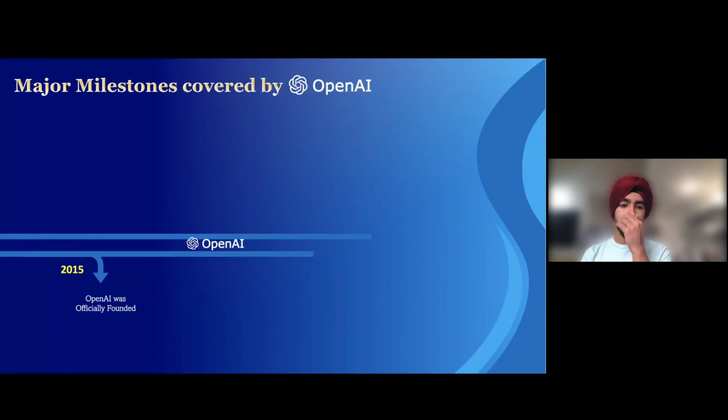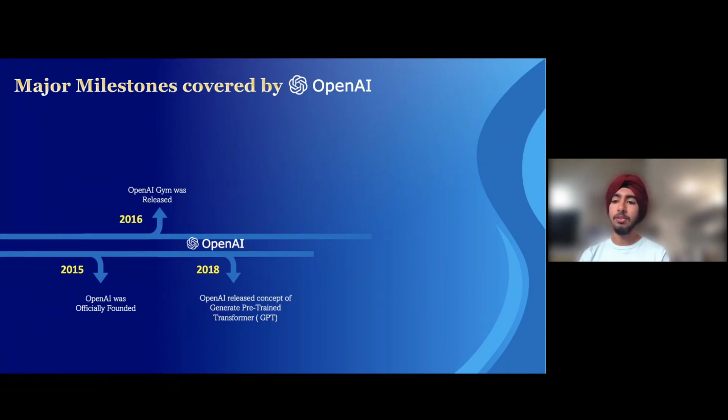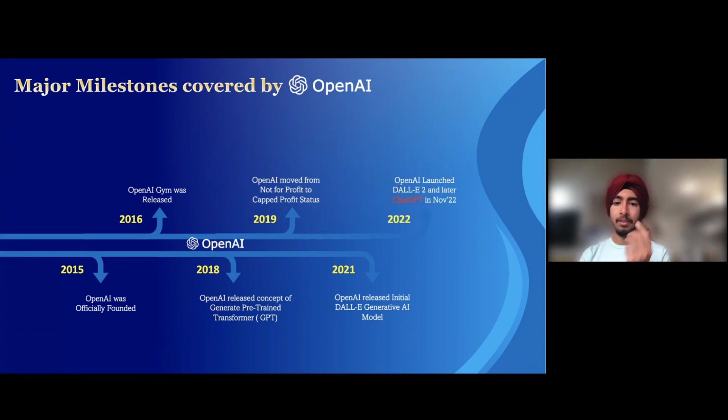Some major milestones in OpenAI's history: OpenAI was founded. They released Gym, which was their initial open source way of accessing some of their models. Then they found they could do some really cool training with a new model called a generative pre-trained transformer, so GPT. You don't really have to know too much about how the GPT model works. It's pretty complicated, but just know that it's built on a pre-trained transformer model. Then they moved from nonprofit to capped profit, released DALL-E, and then, as you know, last year in November, they released ChatGPT.